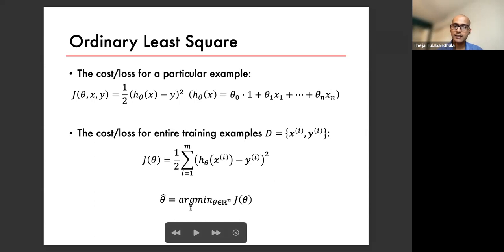Okay. Now the last line is just a recap for many of you. It is just a shorthand to say something that we say in English, which is: we want to find theta hat, which is the argmin, which is basically that theta which minimizes the J theta function. Okay, so it's the argument of the minimum of J theta that you can achieve in the domain of theta that we are searching for, which is just the vector space.